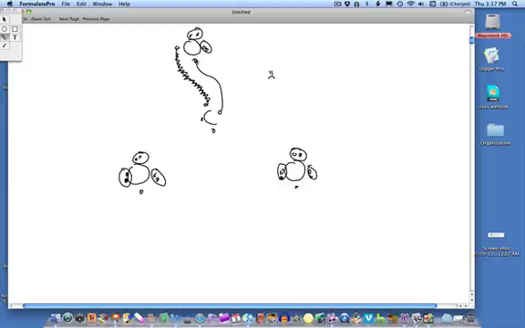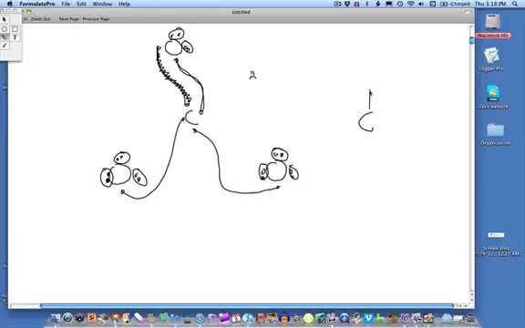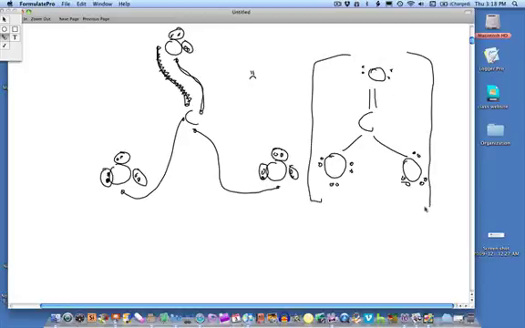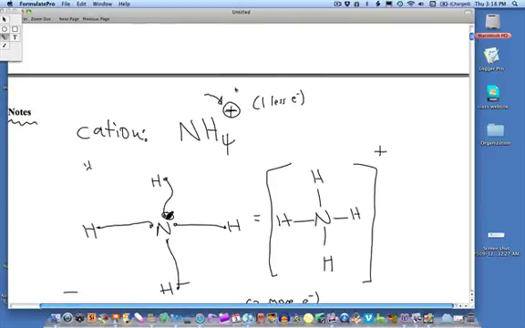Okay? And look what happened. These are going to bond. This is going to go over here and grab that oxygen, and this is going to go over here and grab that oxygen, yielding a Lewis structure that looks like this. And we have to put it in brackets and we have to put a 2 minus at the top to indicate it.